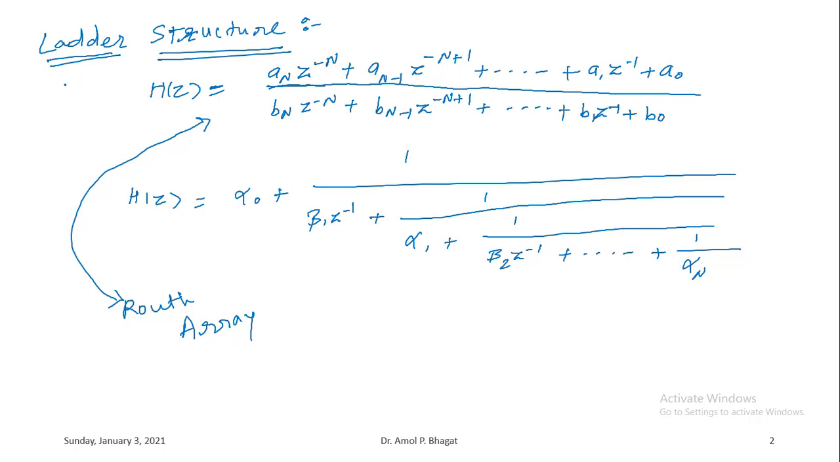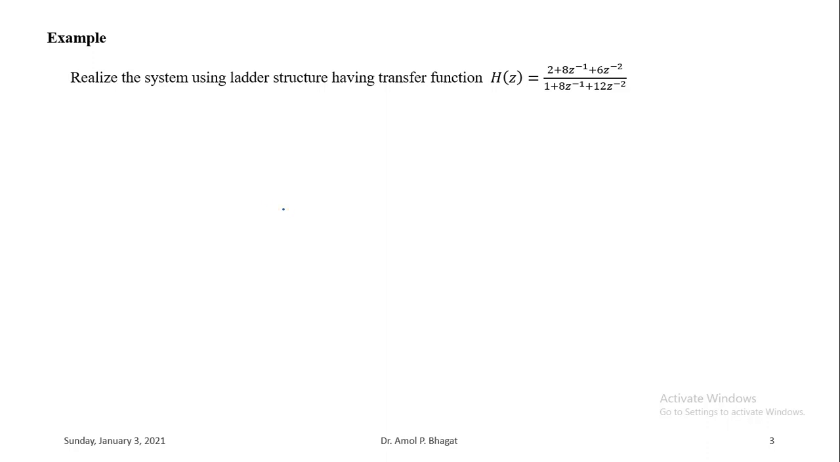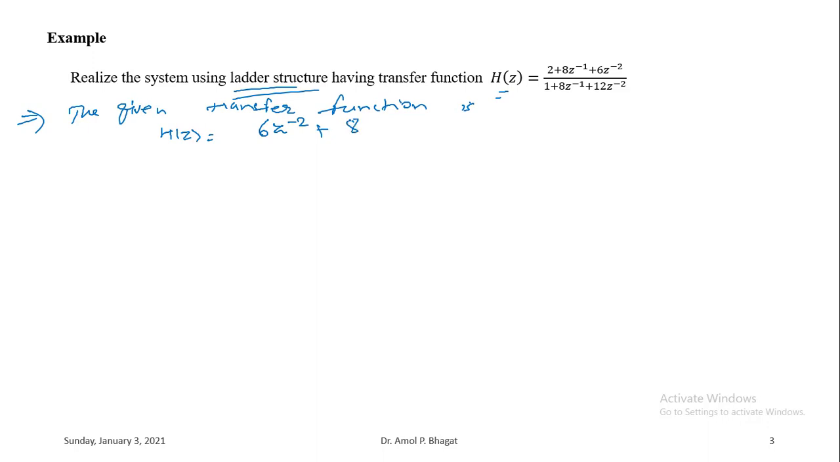Okay, so let's see an example. Here you can see that you have to realize the system using ladder structure, and the transfer function is given here. H(z) is equal to 2 plus 8 z^-1 plus 6 z^-2 upon 1 plus 8 z^-1 plus 12 z^-2. You can rewrite it as H(z) equals (6 z^-2 + 8 z^-1 + 2) upon (12 z^-2 + 8 z^-1 + 1).